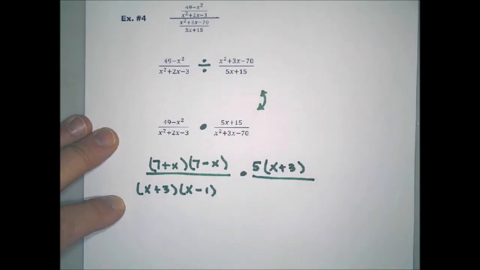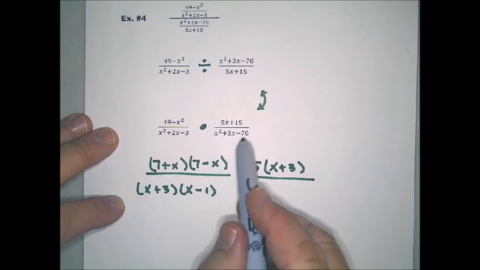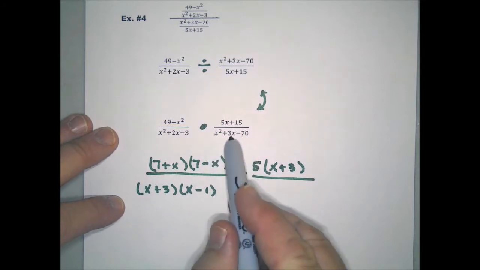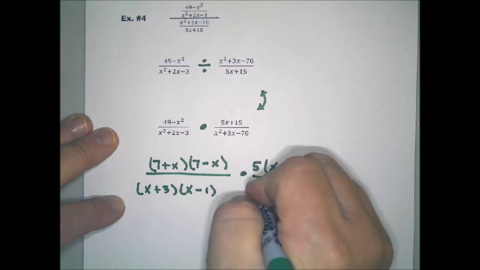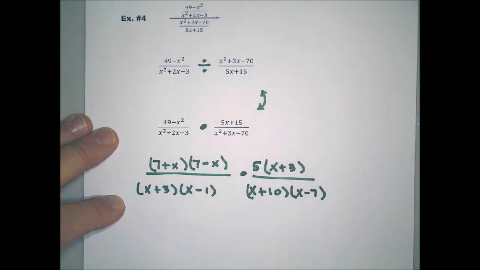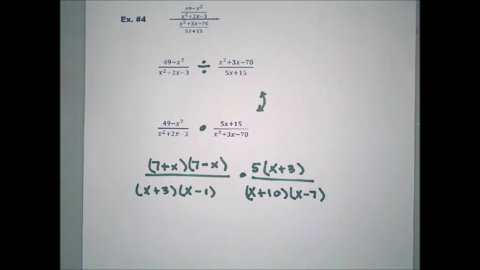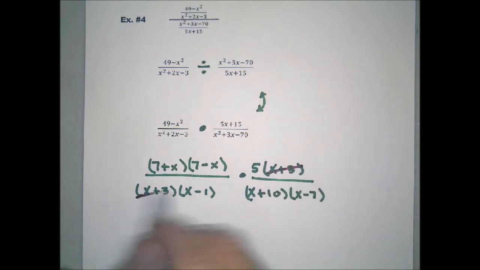The denominator down here, back to a regular trinomial, factors of -70 that add up to +3, and that would be a combination of 10 and 7, x plus 10, and x minus 7. So that's the problem in its fully factored form. Now we just need to start reducing what we can. I see this x plus 3 can reduce with that x plus 3.